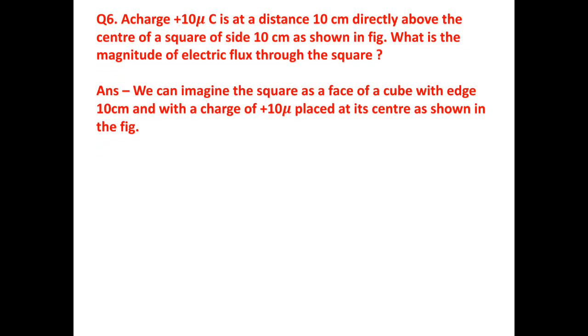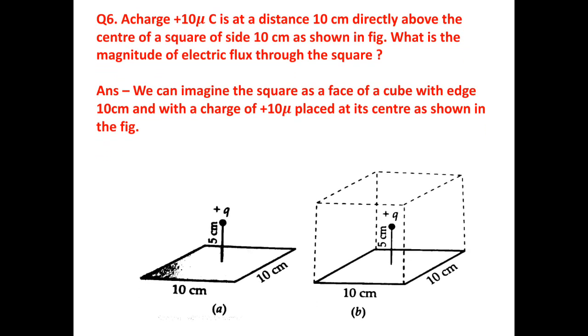In the next question you will see a charge plus 10 microcoulomb is at a distance 10 cm directly above the center of a square of side 10 cm as shown in the figure. What is the magnitude of electric flux through the square? Okay, here you can see the square face. This is the square face.